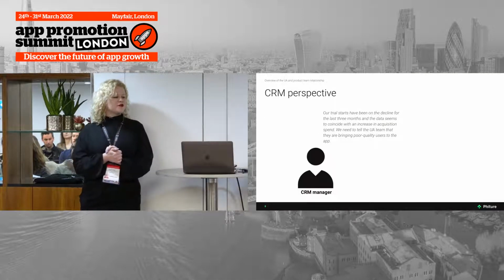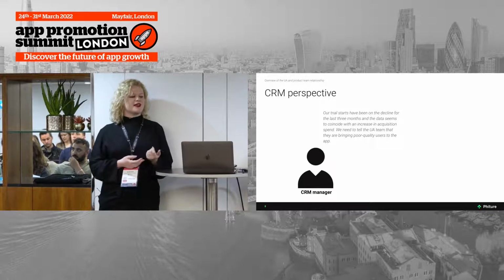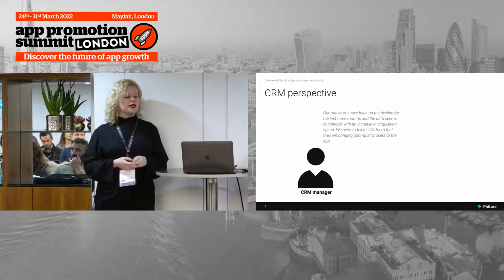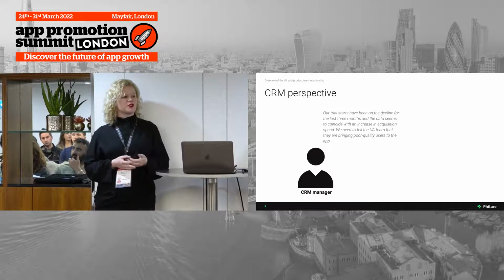So this is the kind of complaint that we would hear from the CRM perspective. You might have someone that says, our trial starts have been on the decline for the last 3 months, for example, and the data seems to coincide with an increase in acquisition spend. We need to tell the UA team that they are bringing poor quality users to the app.